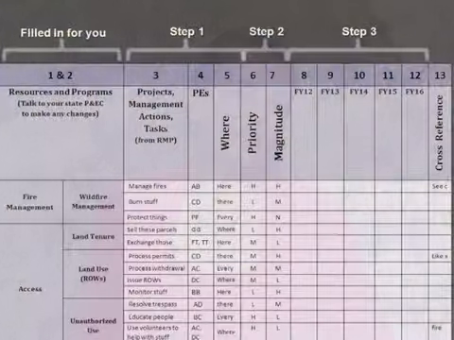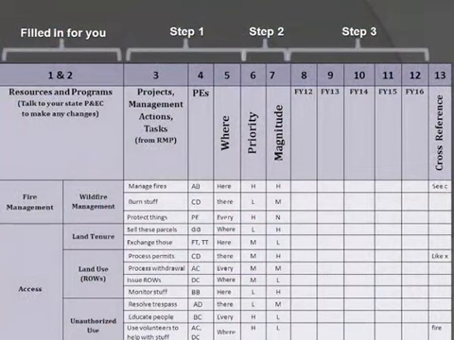Since you're watching this module, that means you must have completed the first 2 steps in developing a plan implementation strategy, and your state planning and environmental coordinator has approved step 1. That means you've populated column 3 of the Excel spreadsheet with the projects, tasks, and management actions from your land use plan. You've identified the project elements, or PE codes, in column 4. You've indicated where each action will occur in column 5, and you've determined the priority and magnitude in columns 6 and 7. And then you may have also filled in column 13 with cross-references.